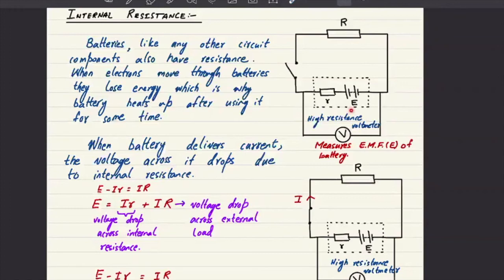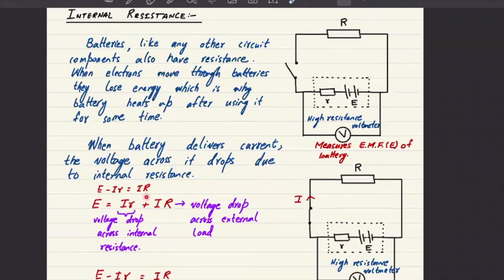Let's say the EMF of the battery is 10 volts. But when you connect it to a circuit, the battery doesn't show 10 volts. The battery shows 9.2 volts. So that means there is a 0.8 volt drop across the internal resistance of the battery. So if originally it was showing 10 volts, but after connecting it to a circuit it's showing 9.2 volts, its EMF is 10, its terminal potential is 9.2, and the drop across the internal resistance is 0.8.